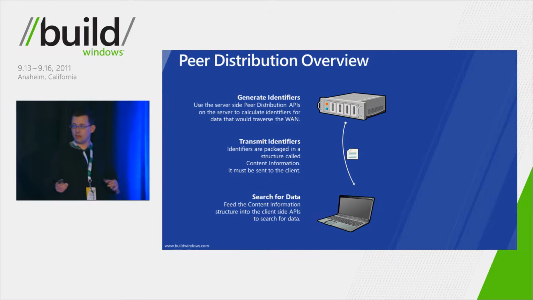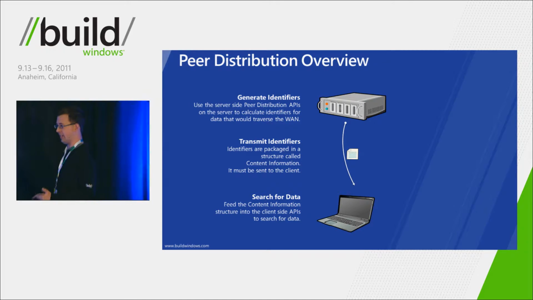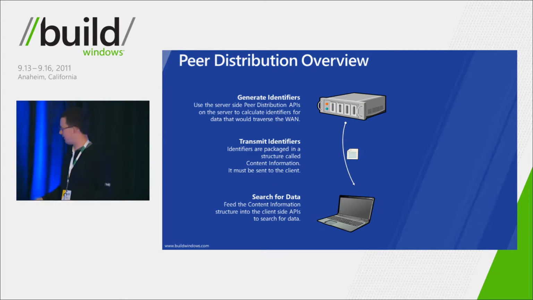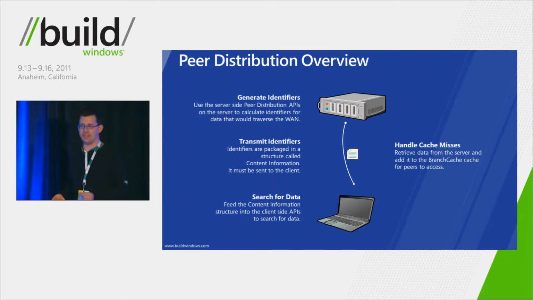Now, step 3, once you have those content identifiers, you can use those to search for data within the branch office and pull data from BranchCache. And if you were unable to find the content within the branch office, then you're going to have to go back to the content server, download the actual content, and then add that data to BranchCache. That will make it available for other peers.